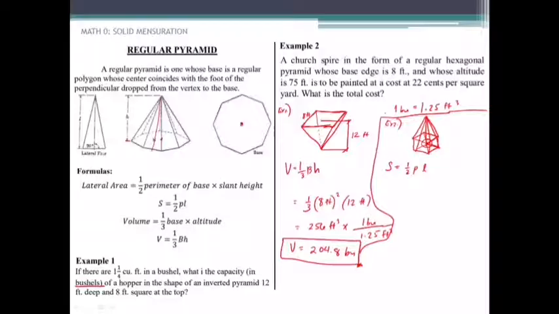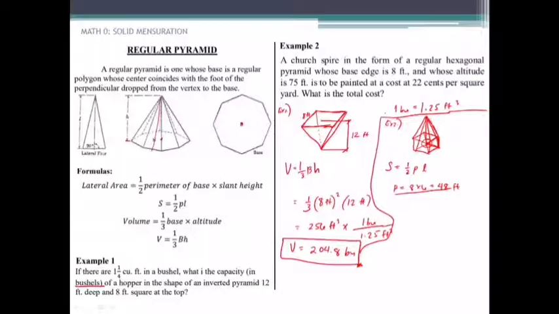we have base edge is 8 feet. Since it is a hexagon, how many sides does a hexagon have? That is 6. So that is 8 times 6, so that is 48. 48 feet is the perimeter. Now the slant height, this is our slant height.